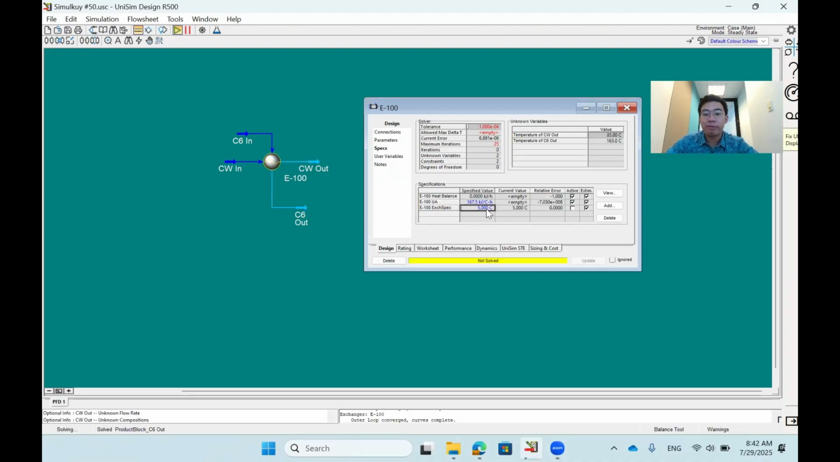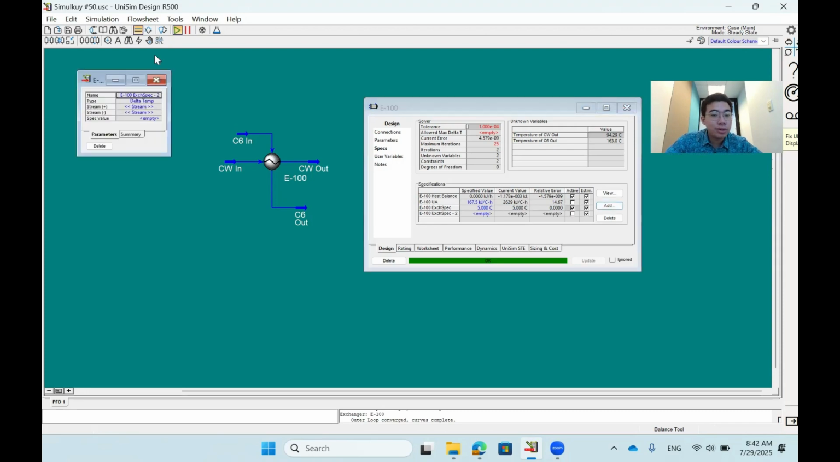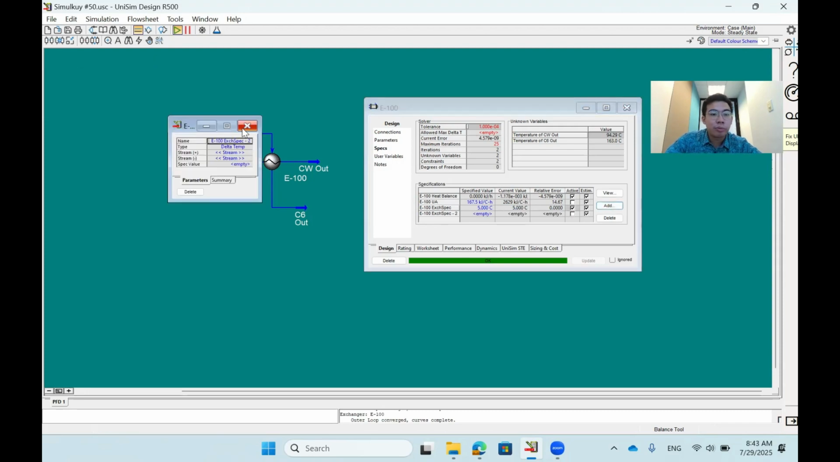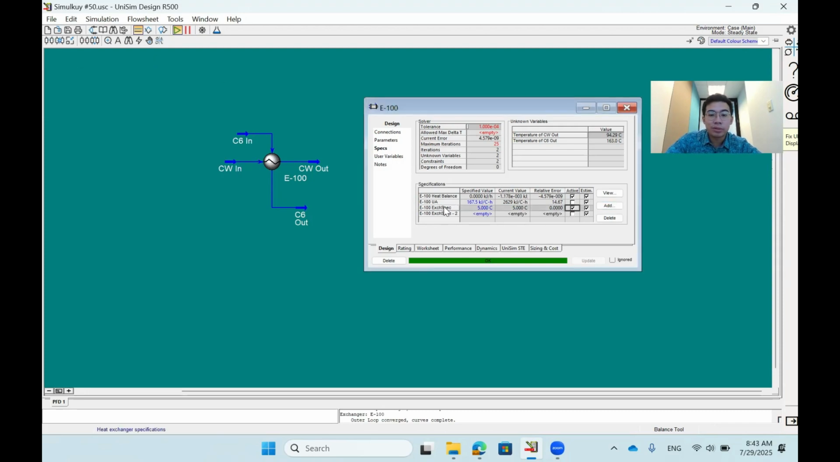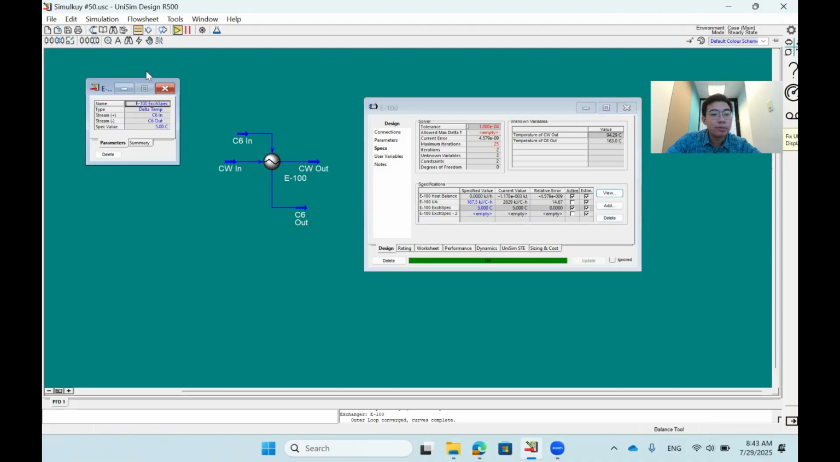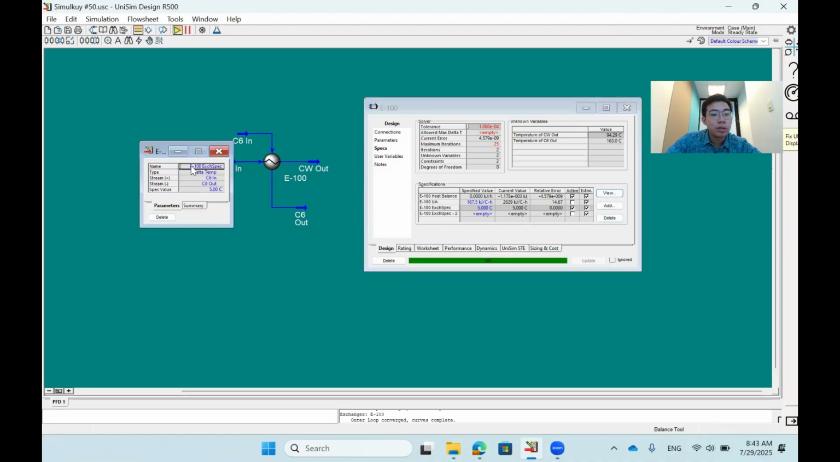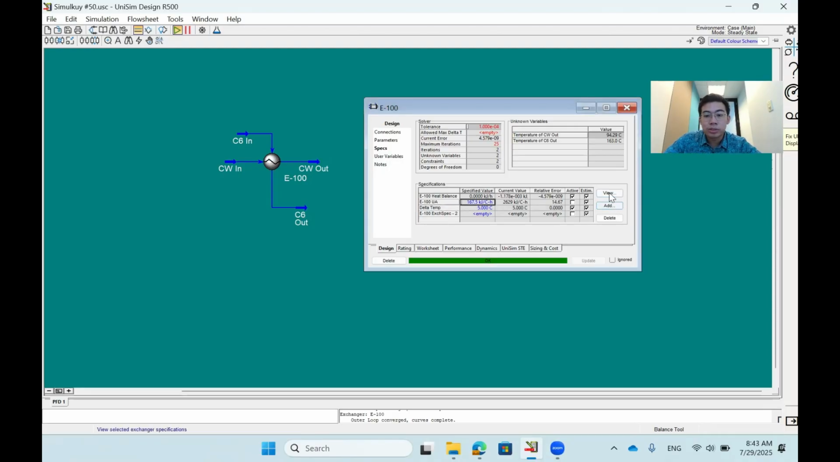What if we want it to be 5? Then we move the active spec from UA to this. Then it will calculate the UA. Yes, it's not the same UA as the previous one. Okay, what else? We can also rename this. So this one is delta temperature, and this one is UA.